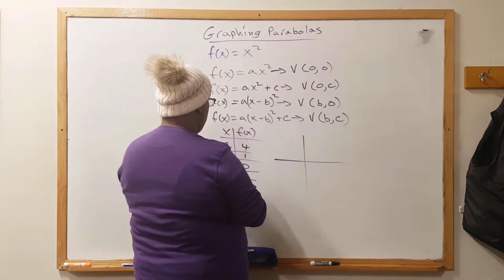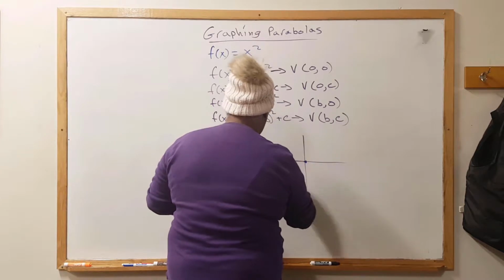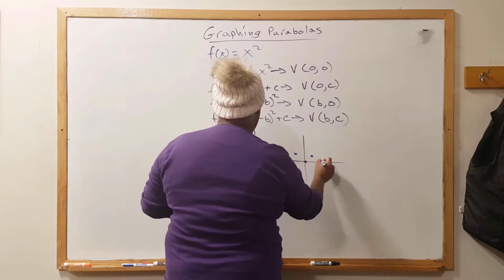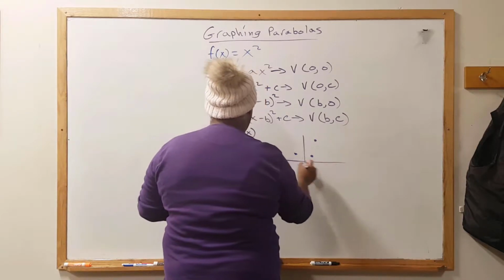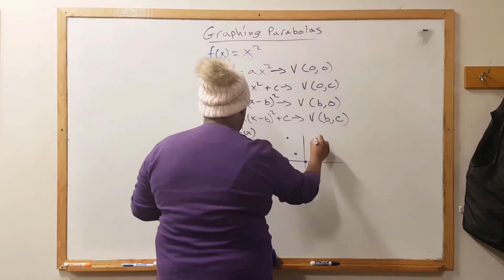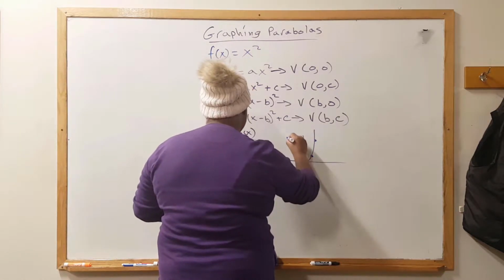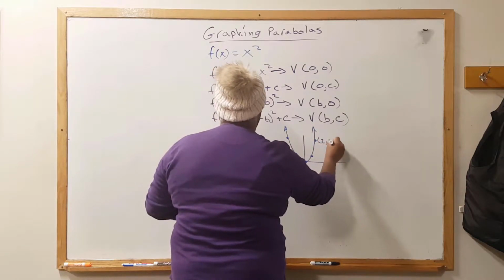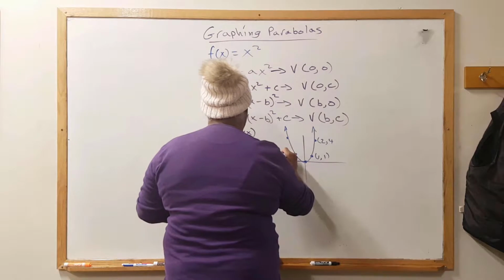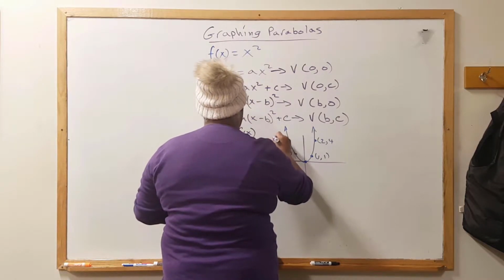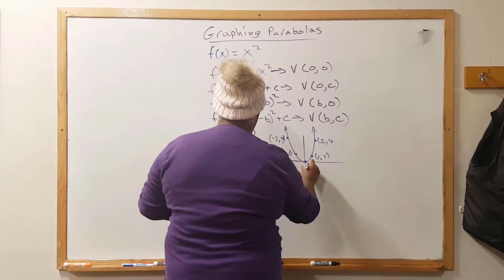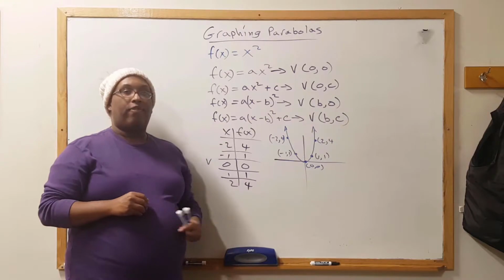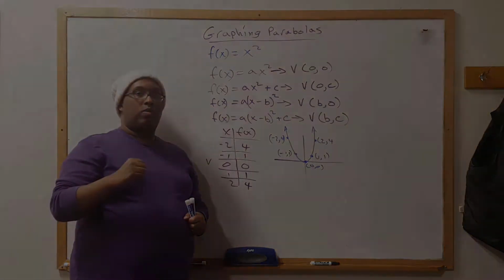So we have 0, 0. We have 1, 1. -1, 1. We have 2, 4. And we have -2, 4. And we know that the parabola looks like a horseshoe, where this was 2, 4, 1, 1, -1, 1, -2, 4, and 0, 0. Okay, here's the graph, and I'll be back with another example.